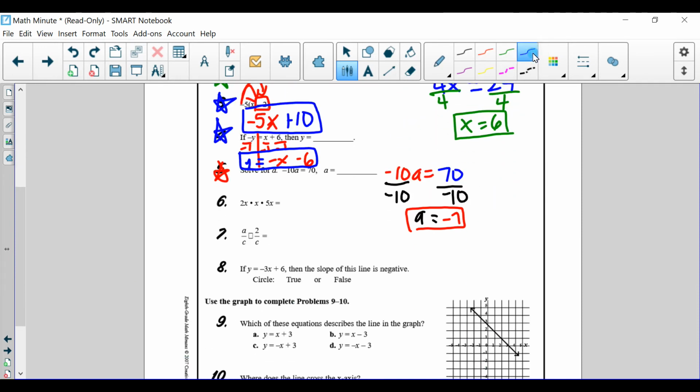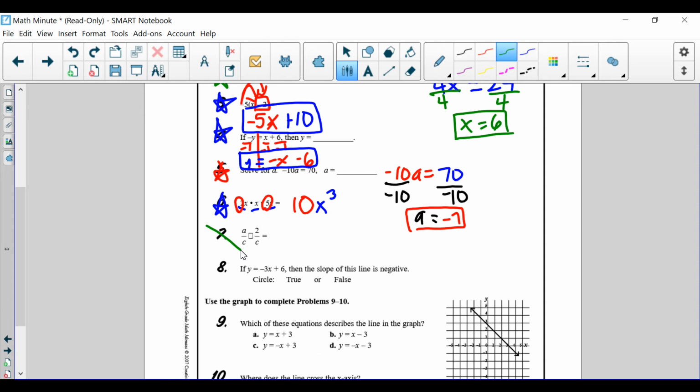Number 6, we've got 2x times x times 5x. Well, that's going to be, let's go ahead and multiply the coefficients. The 2 and the 5, that's going to be 10. And then x times x times x, that's going to be x to the 3rd power. Number 7, we don't know what the expression is doing, so we're going to skip it. And then we're going to go to number 8.